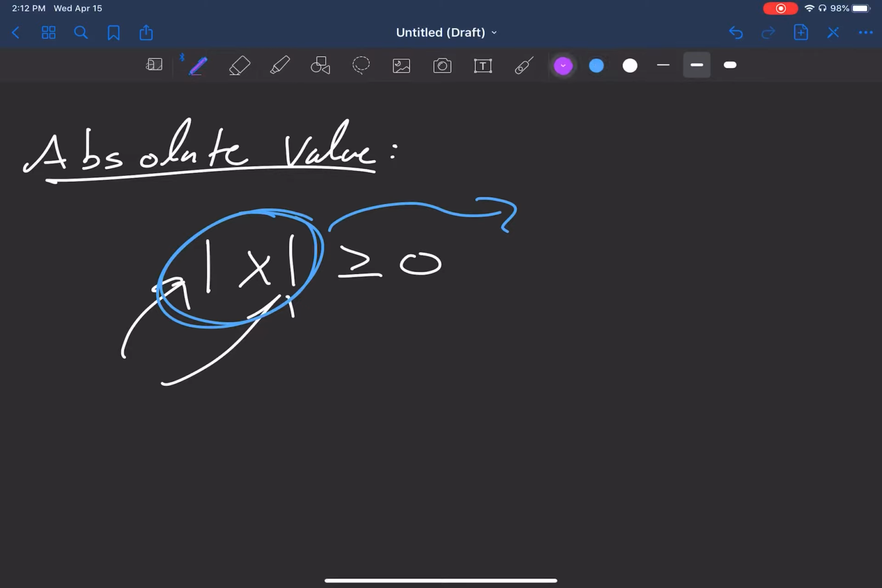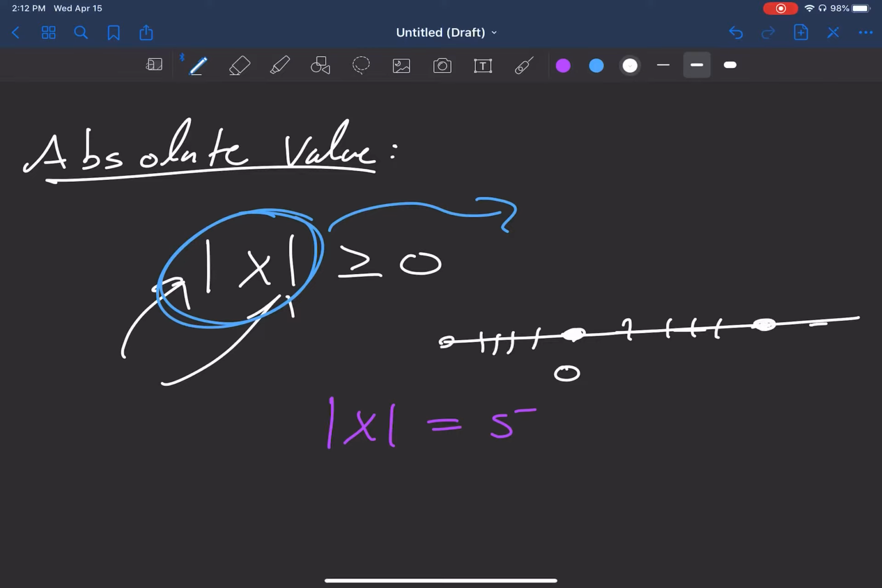So if I have the absolute value of x equals 5, you can think of it as starting at 0, and we go here. So you have 1, 2, 3, 4, 5, and then 1, 2, 3, 4, 5. Of course, here you have -5, and here you have +5.